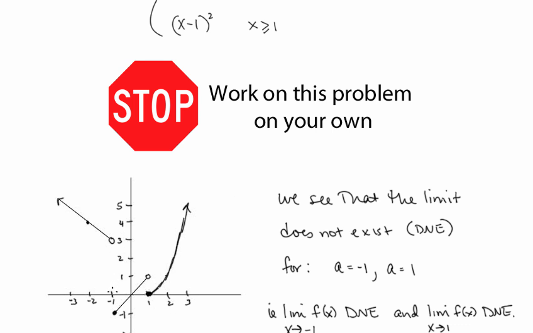So, as x approaches negative 1 from the left, we have a limit of 3. From the right, we have a limit of negative 1. So, for a equals negative 1, this limit does not exist.